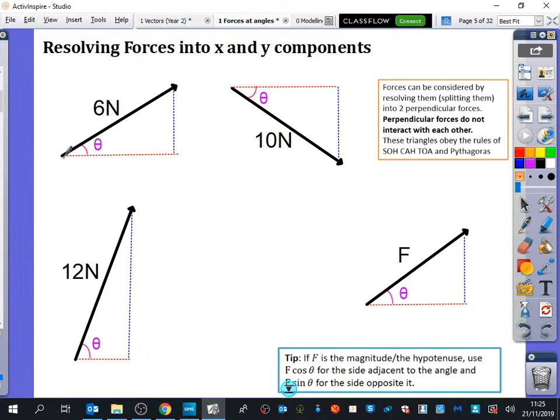So very quickly, using your idea of SOHCAHTOA, I just want you to think about what these sides would be. Maybe this side over here, which is x: I've got that the force is 6 newtons and the angle is theta. Which would I be using out of SOHCAHTOA, sine or cos? I would have that cos theta is equal to the adjacent over the hypotenuse. So 6 cos theta is x. So I can say that along the bottom, this one is 6 cos theta.